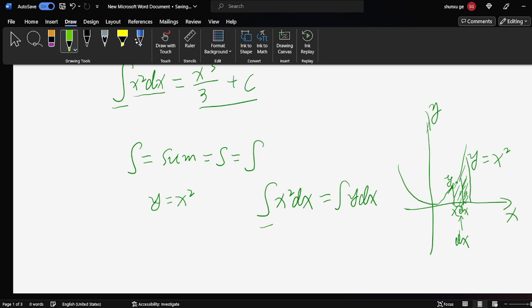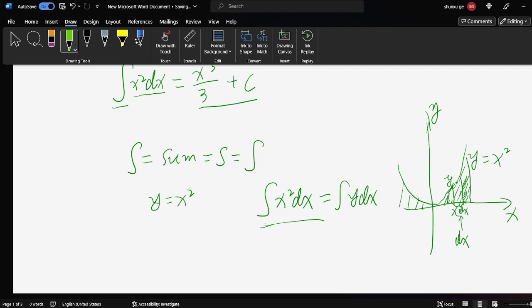This part is the sum. x squared times dx is a small area. Then we add them together. All equal to here. All the area is like here. Okay, now you understand calculus. This is the integral. This part is the integral totally. So integral is one part of calculus. Calculus includes two parts: one part is the integral, another part is the derivative.